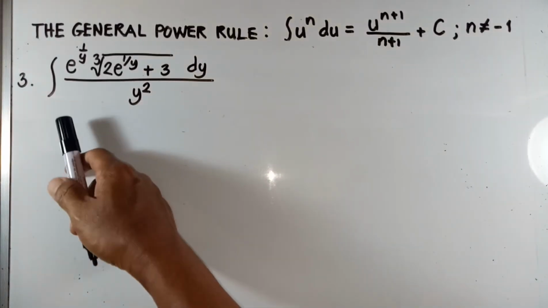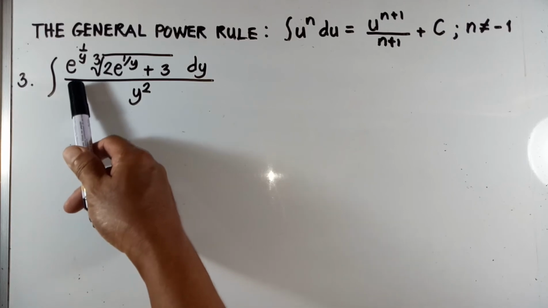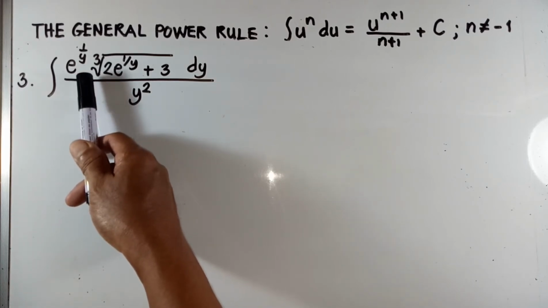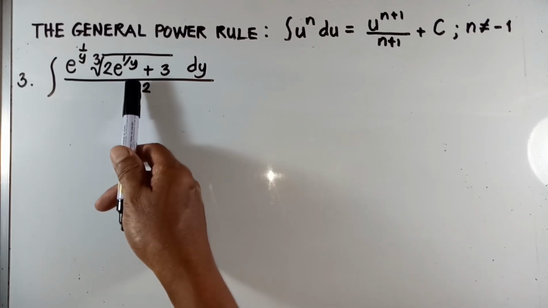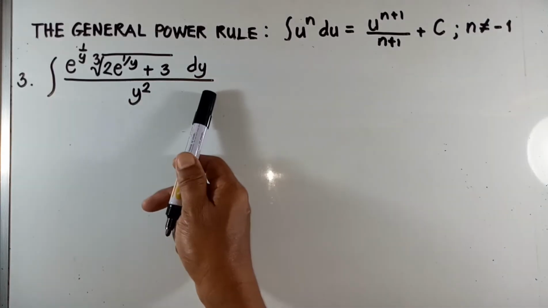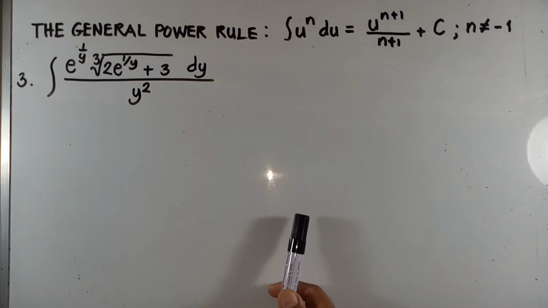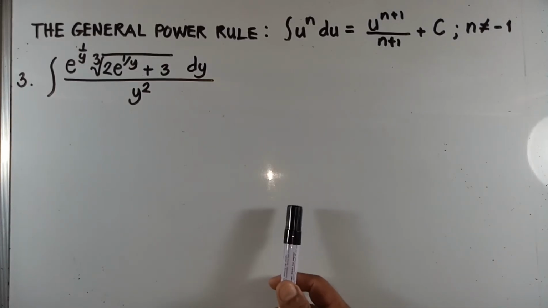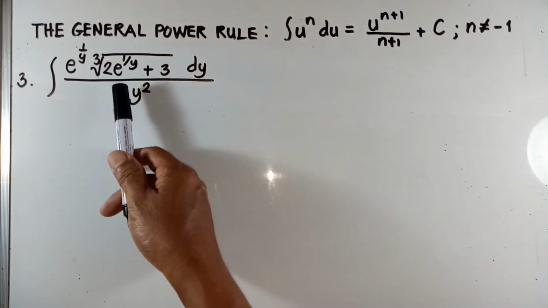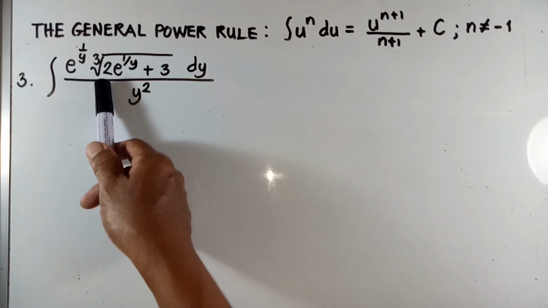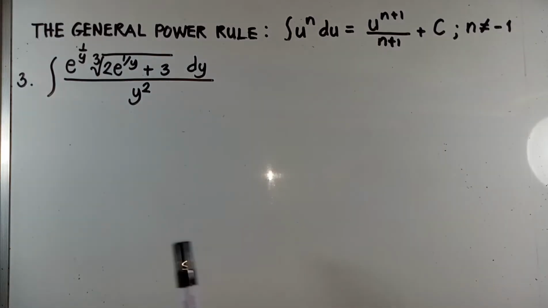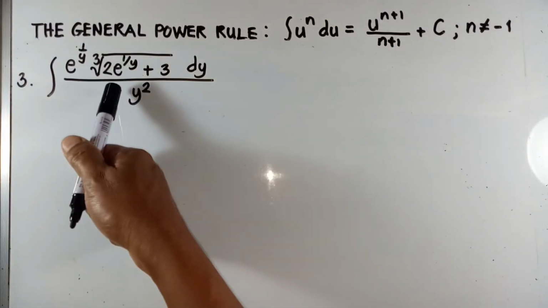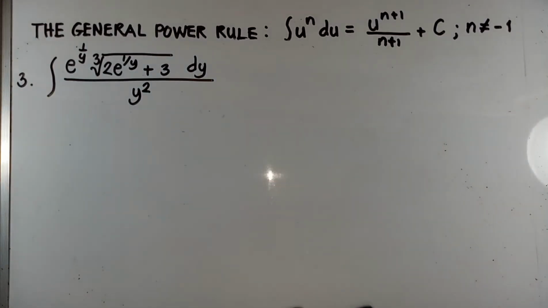Next, example number 3, we have integral of e raised to 1 over y cube root of 2 e raised to 1 over y plus 3 dy divided by y squared. So una, i-identify muna natin yung u to the n. At yung u to the n ay yung cube root of 2 e raised to 1 over y plus 3. Ang gagawin natin, ililipat natin ito sa exponent.